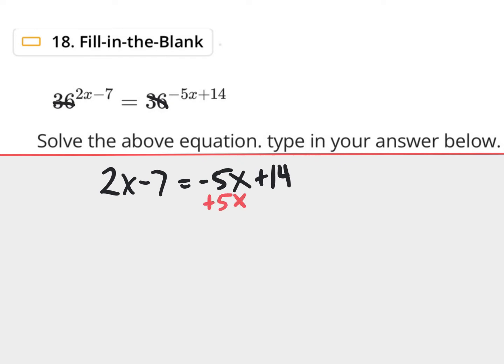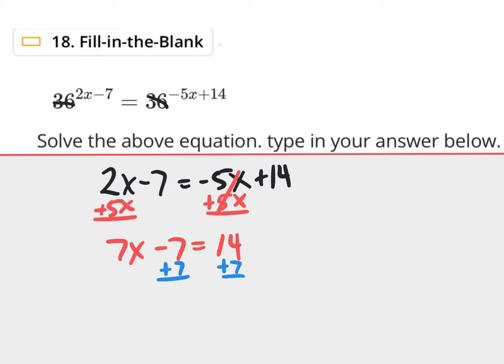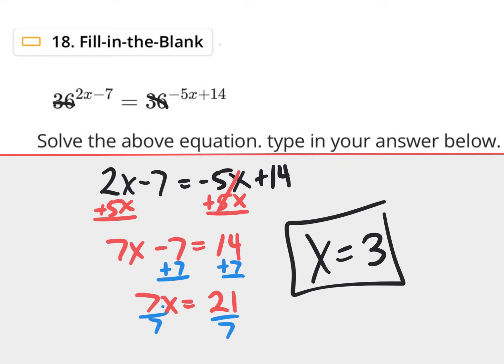I'm going to get the 5x to the right side by adding 5x. I will have 7x minus 7 equals 14. Now that I have x on the left side, let's move all the numbers to the other side by doing the inverse operation. I want to get rid of the minus 7 by adding 7. What I do to one side, I do to the other. I will have 7x equals 21. Final step would be to divide by 7. Divide by 7. Final answer is x equals 3. You got to type that in with no spaces between your terms, and you will get full credit.